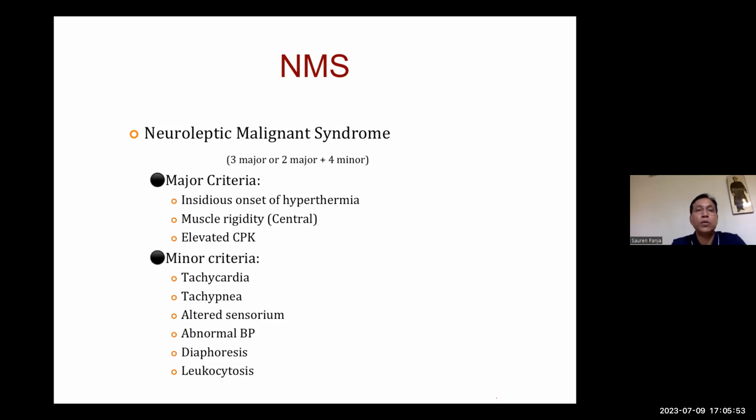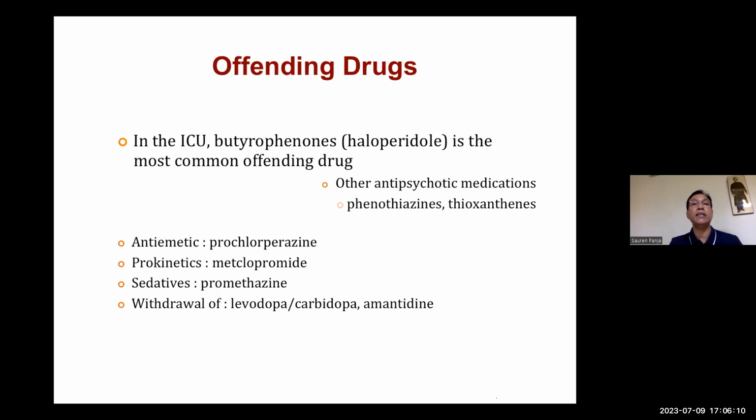You can keep it as major criteria and minor criteria. If the patient is hyperthermic, muscle rigidity is there, and CPK is elevated, if these three things are there, you can easily diagnose probable neuroleptic malignant syndrome. There are other minor criteria, but we specifically rely on the major criteria.